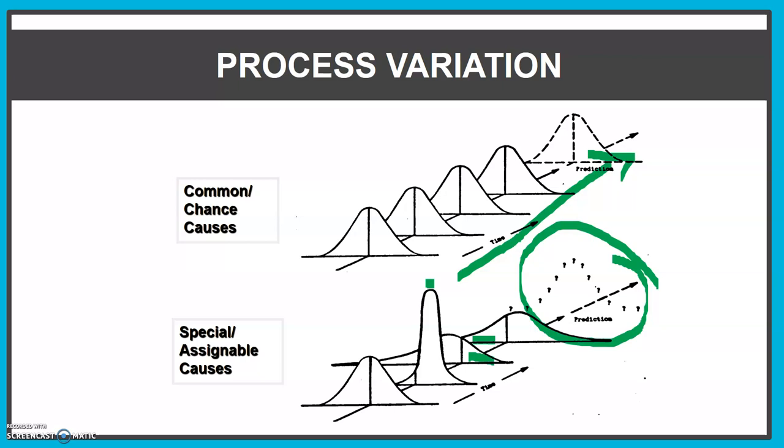So this is today's lesson. What is process variation? Process variation can be divided into two: one from the natural causes, another one from the assignable causes.